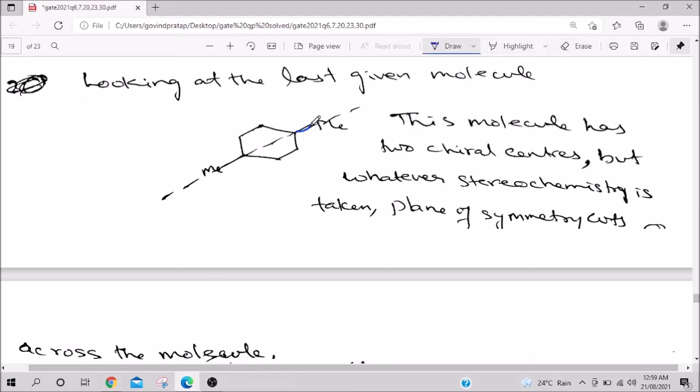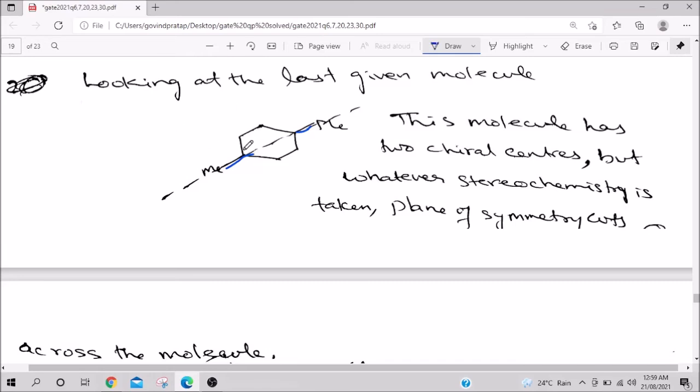Now I can draw a lot of stereoisomers. Whichever stereoisomer I draw, you will see that there is a plane of symmetry cutting across it exactly like this. Because the plane of symmetry cuts through it, the number of stereoisomers reduces. But still, because this molecule has two chiral centers, it will have at least a few stereoisomers.